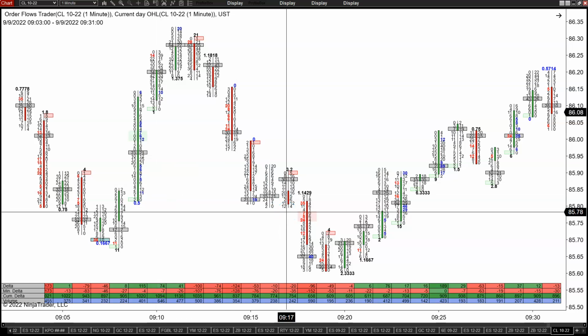But this is what I like to look for. I like to look for a market that is selling off, but the negative delta that you're seeing is still negative, but it's decreasing. And then it turns positive. And then that's where I'm looking for the market to rally.